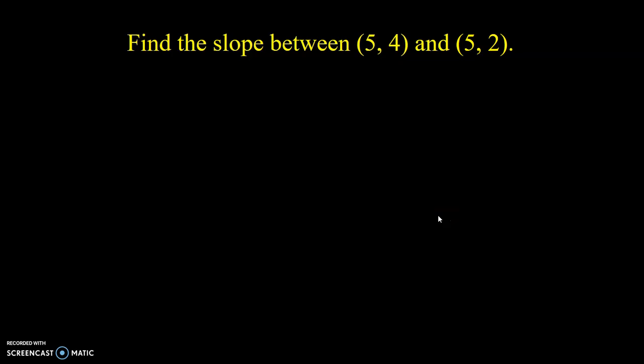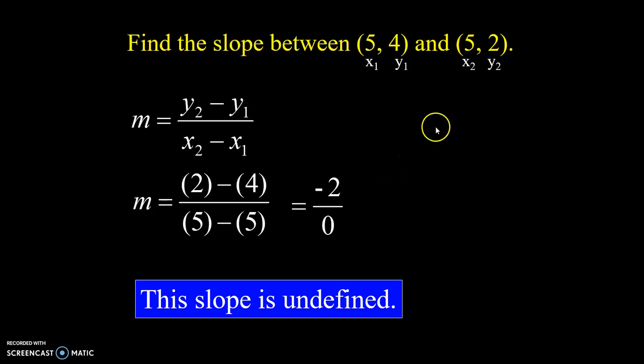Next one. Find the slope between 5, 4, and 5, 2. So x now, back to our definition, we say that x will not be equal. Okay, so here we observe that two values of x are equal. So therefore, the slope now is undefined. Remember, if the value of x is equal, you can conclude that the slope of the line between 2 points is undefined, right?